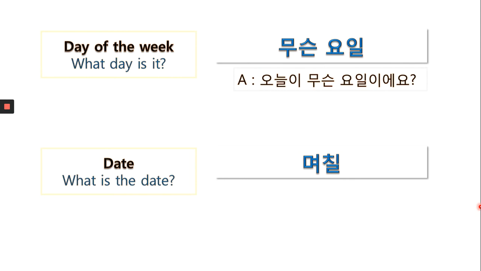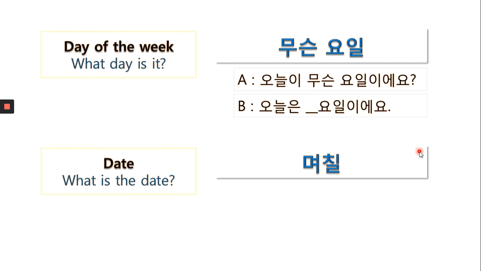So 무슨 요일? 오늘이 무슨 요일이에요? 오늘, today. And in Korean, today is the subject, so we need a subject marker. 오늘이 무슨, which, 요일, day of the week, 이, verb be, and final ending. 오늘이 무슨 요일이에요? And the answer, today is Monday, today is Tuesday. 오늘은 월요일이에요. 오늘은 화요일이에요.